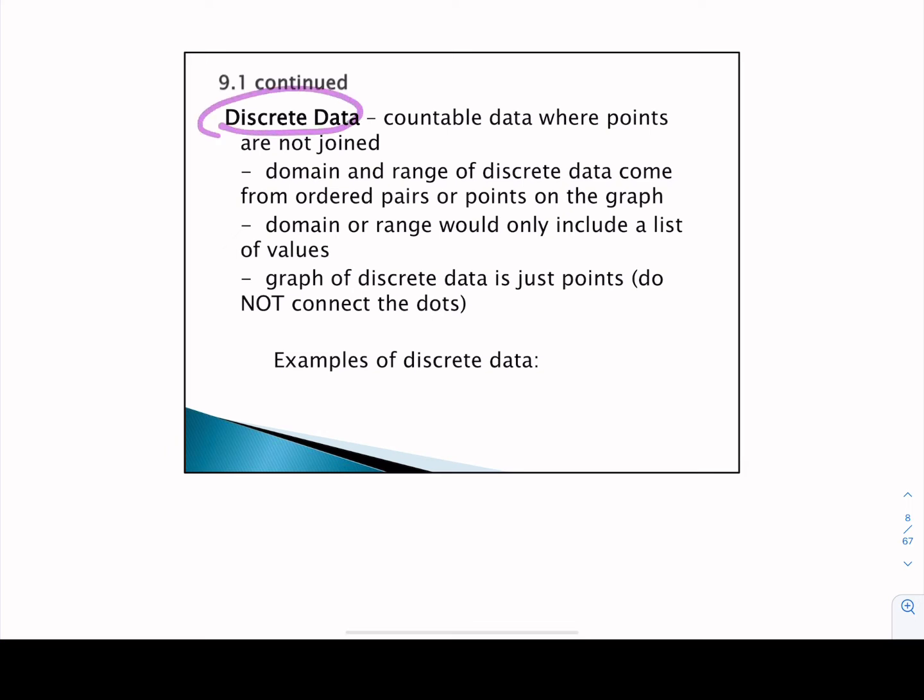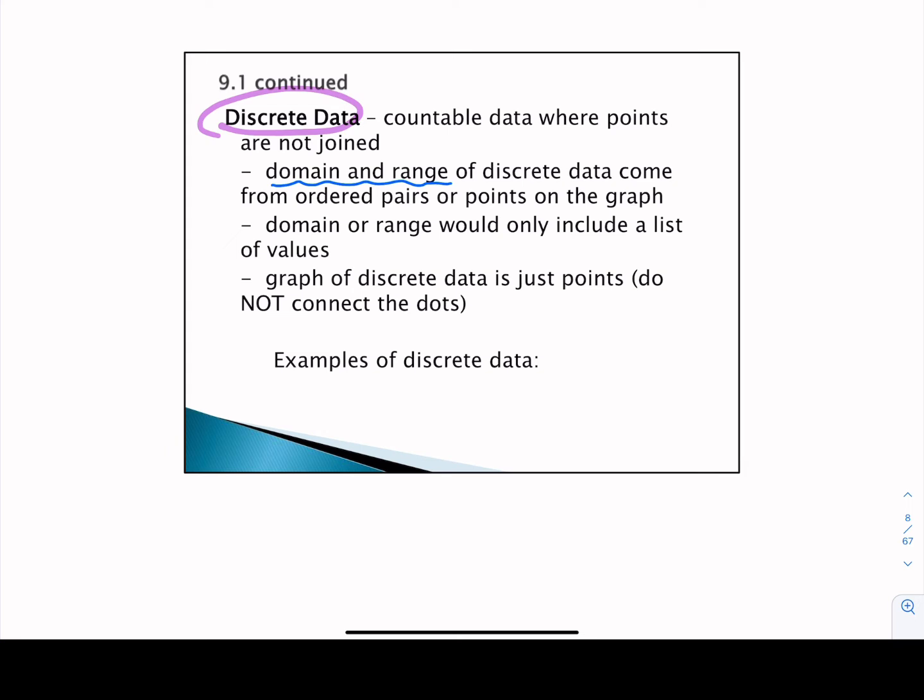Discrete data is basically countable data where points are not joined. If you drop points on a coordinate plane or on a grid space, you can't connect the dots if they're considered discrete data points. When we talk about the domain and the range of discrete data, we need to make sure that the x and y values come from the ordered pairs or the points on the graph. Domain or range is only going to include a list of values in this case, where that's not always the case with other kinds of continuous data. We'll get into that in just a moment.